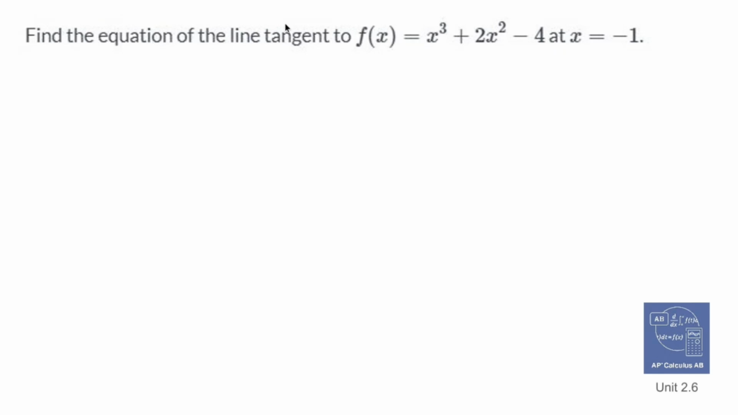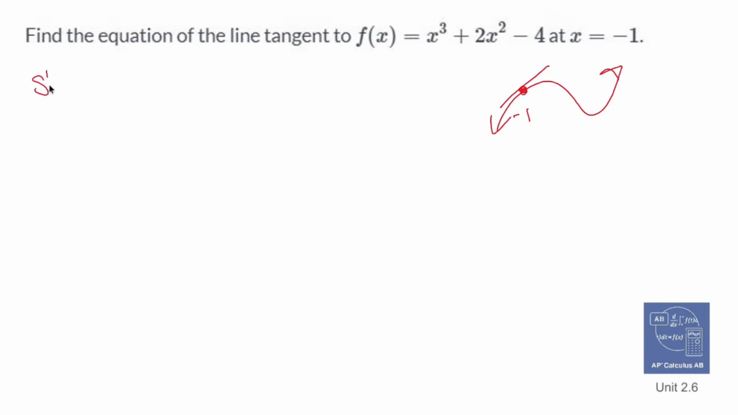Find the equation of the line tangent to f of x equals x cubed plus 2x squared minus 4 at x equals -1. I don't know what this looks like, but I know it's a cubic, and I know at some point x is going to equal -1, and I'm supposed to find the line tangent to that at -1. Well, what do I know? I know that the slope of the tangent line is found by taking the derivative.